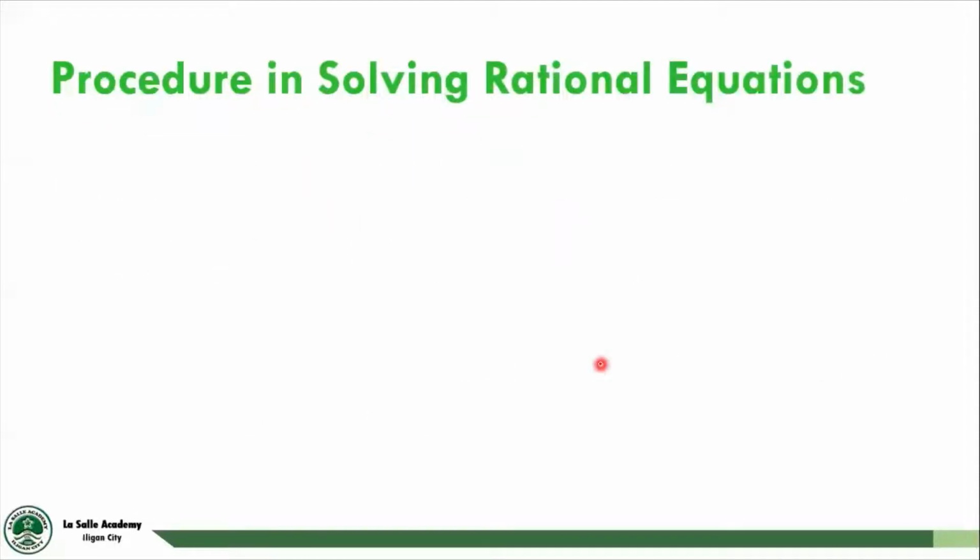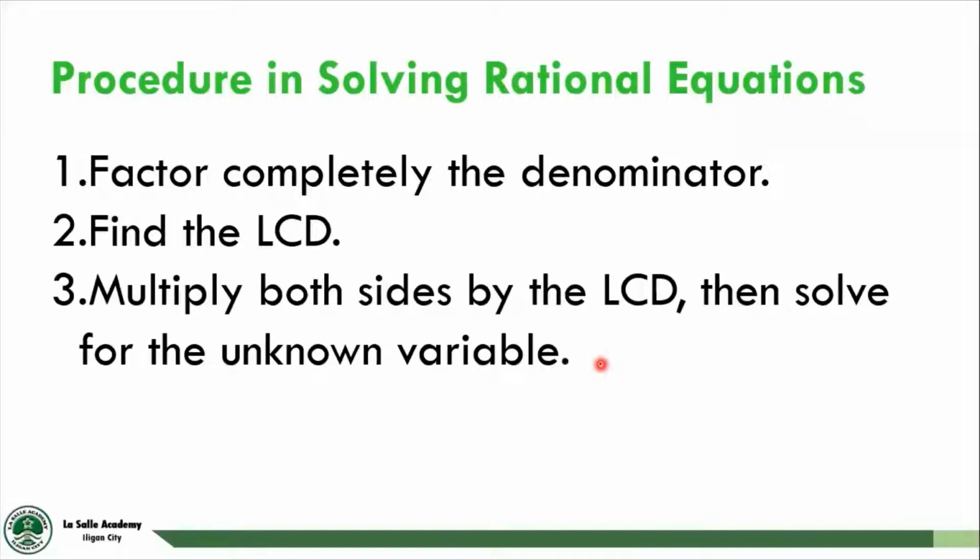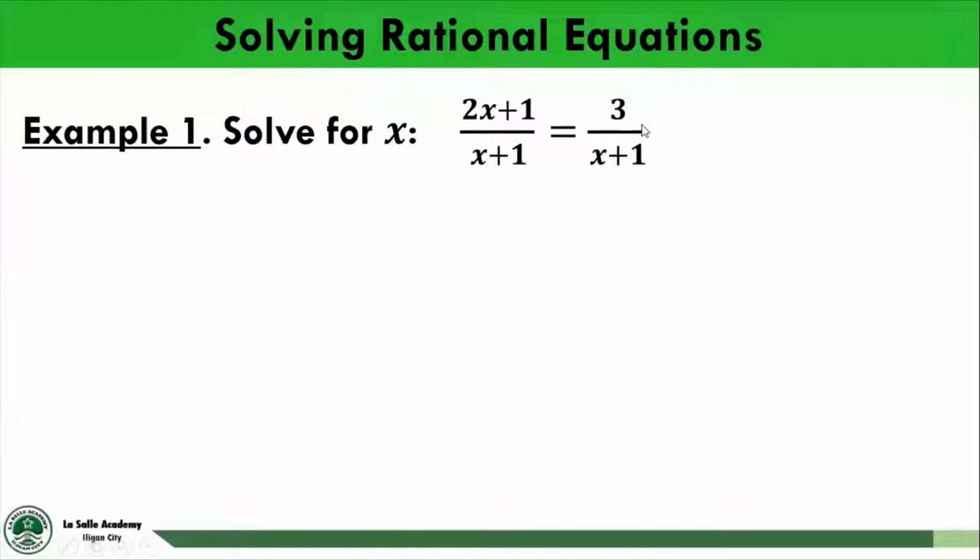To solve rational equations, we need the following procedures. First, factor completely the denominator. Second, find the LCD or the least common denominator. Third, multiply both sides by the LCD, then solve for the unknown variable. And lastly, check the solutions. We need to check the solution since there are extraneous solutions that are not a root or a solution of the original equation. Let's try this first example.